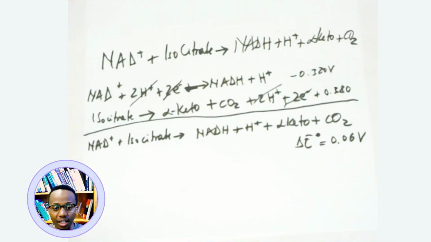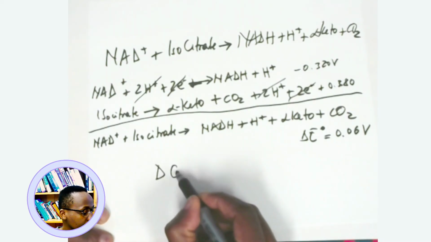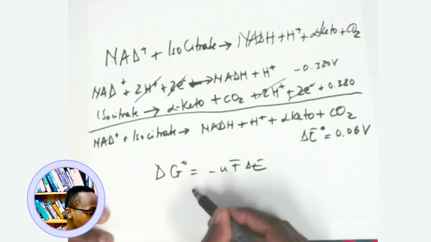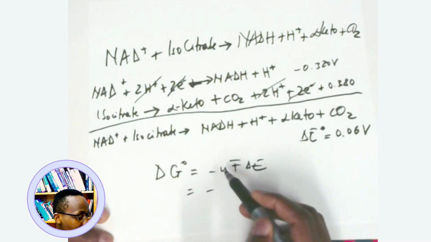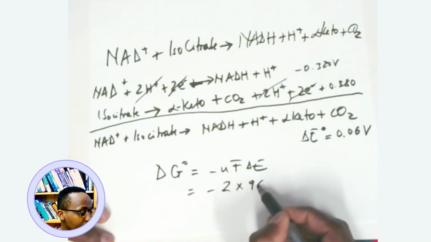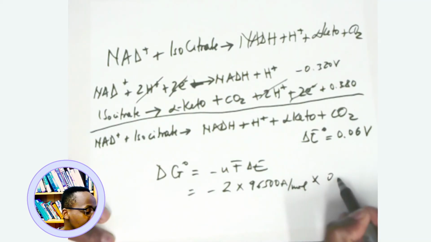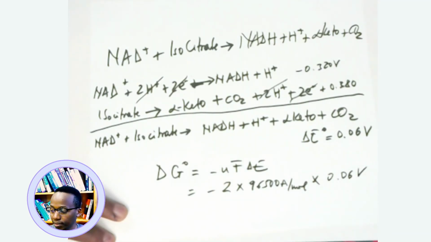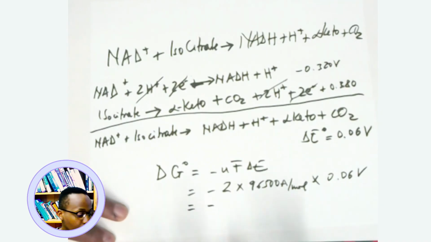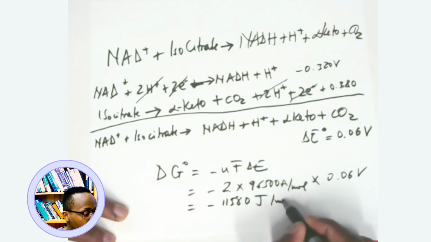Now, can we find the delta G? Yes, we can. Delta G naught is equal to negative nF delta E. And here n is the number of electrons exchanged. Here you have 2 times F, which is 96500, and delta E is 0.06 volts. And this is going to be equal to negative 11580 joules per mole, right?